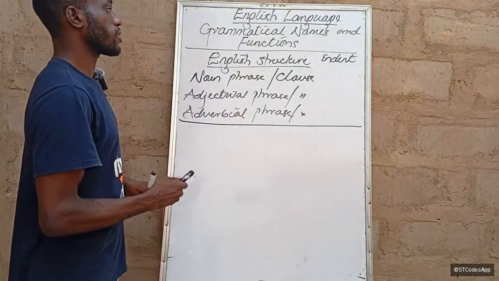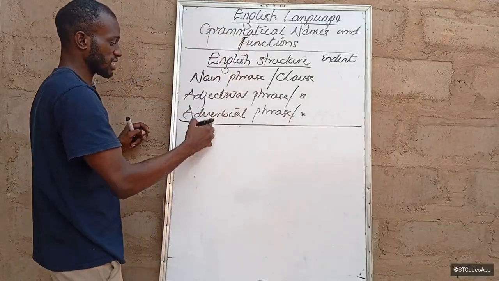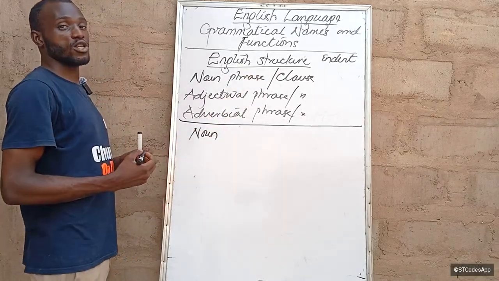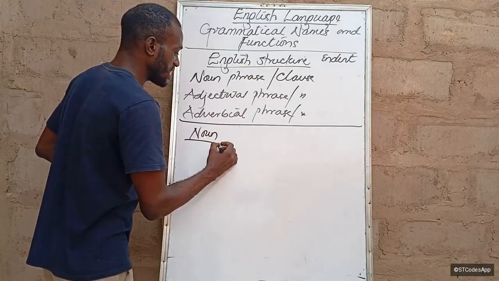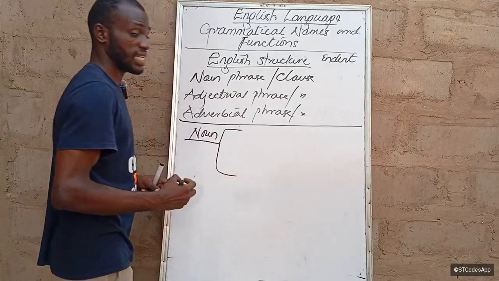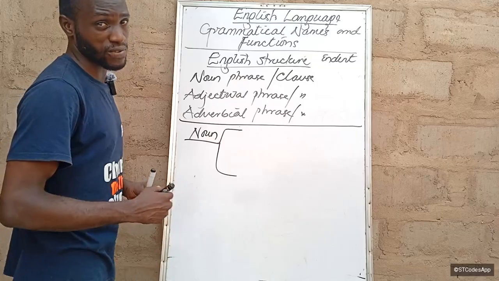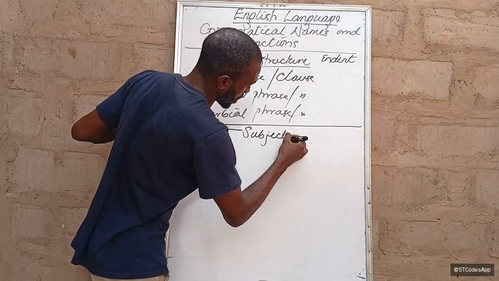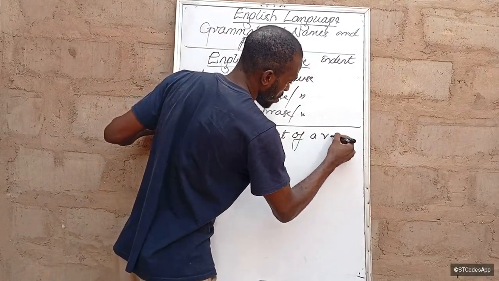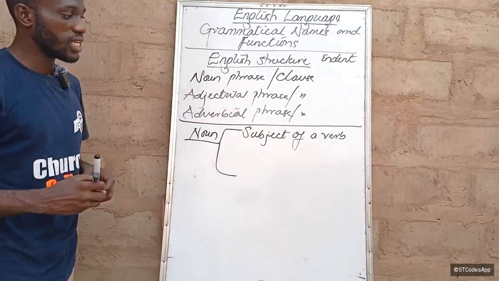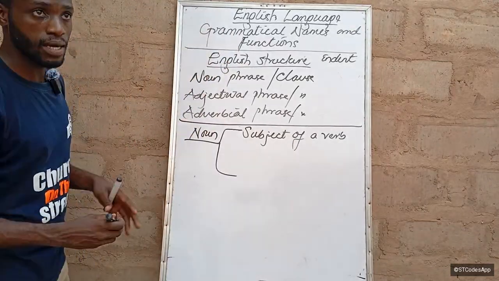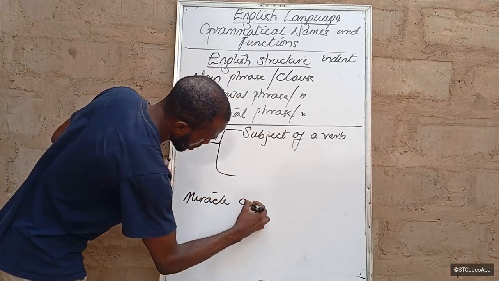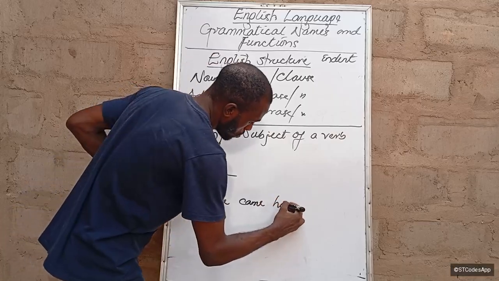So for example, the first function that I want to look at is the function of a noun phrase or a noun clause. The function of a noun phrase or a noun clause is going to be the exact function of a noun in a sentence. What is the first function of a noun in a sentence? The first function of a noun in a sentence is that a noun functions as the subject of a verb. Is that clear? It is the subject of a verb. An example is this: Miracle came home.